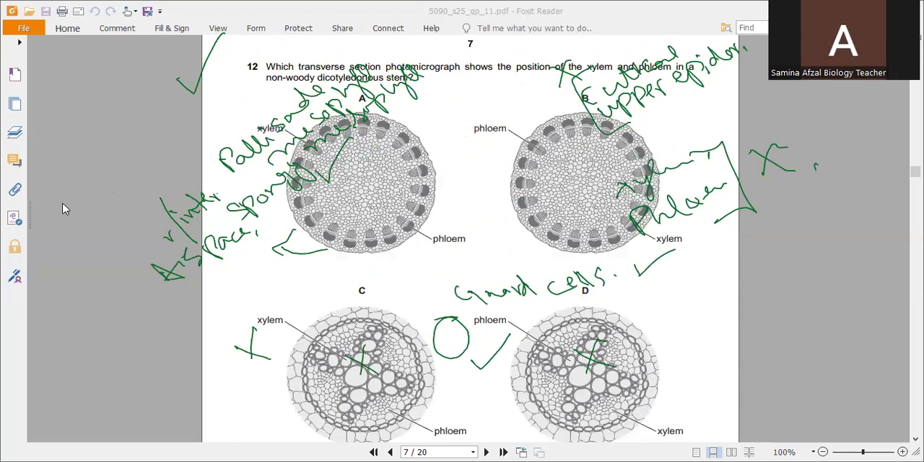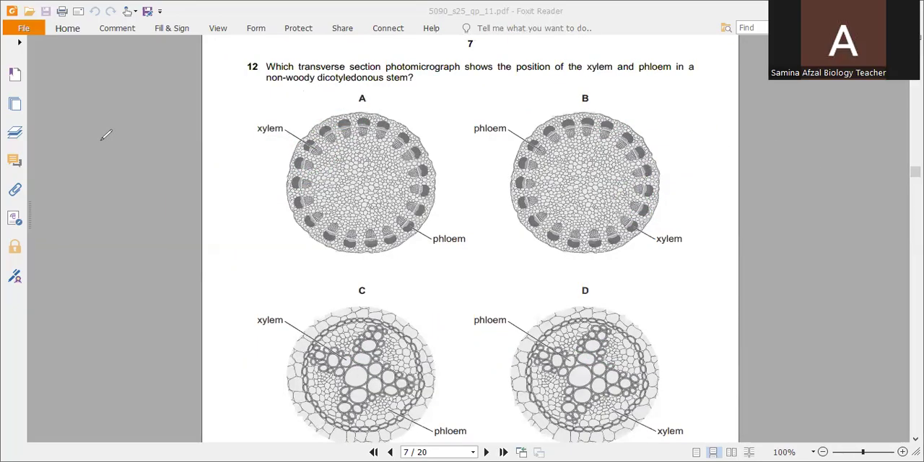Now we will move towards the next question, and the next question is a diagram as well. Which transverse section photomicrograph shows the position of the xylem and phloem in non-woody dicotyledonous trees?